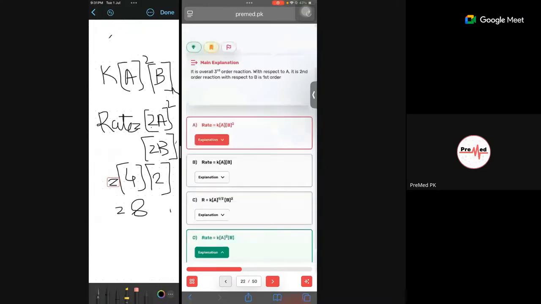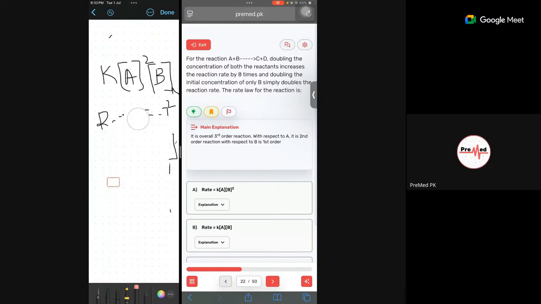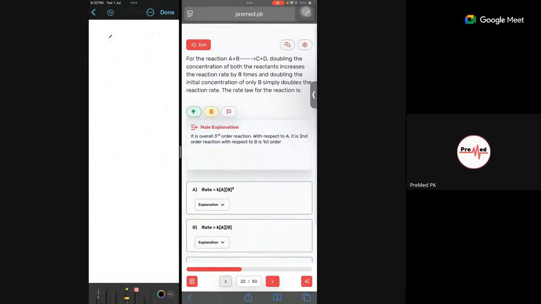Next we have, for the reaction A plus B gives C plus D, let's solve this particular reaction. Doubling the concentration of both the reactants increases the reaction rate by 8 times, and doubling the initial concentration of B simply doubles the reaction rate. So we have two things.